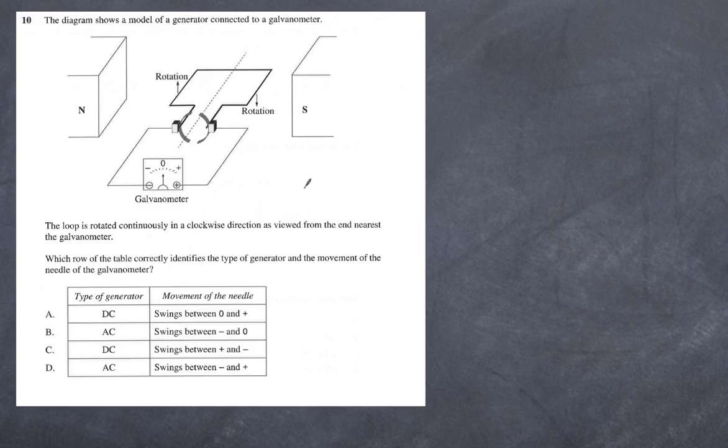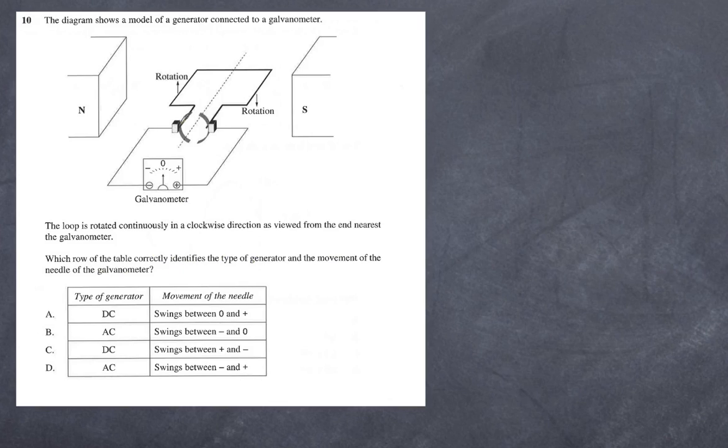Question 10 is a little bit more challenging. So here we have a rotor, and we clearly see here a split ring commutator. So it's a generator connected to a galvanometer. And this loop is rotated continuously in a clockwise direction as viewed from the end nearest to the galvanometer. Which of the following correctly identifies the type of generator and the movement of the needle of the galvanometer?